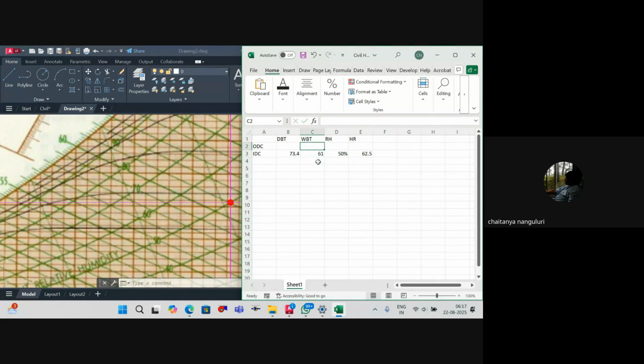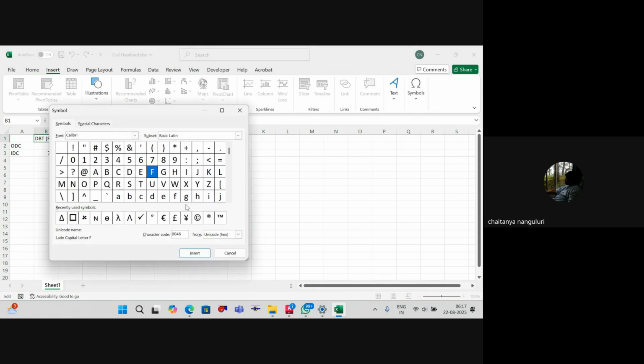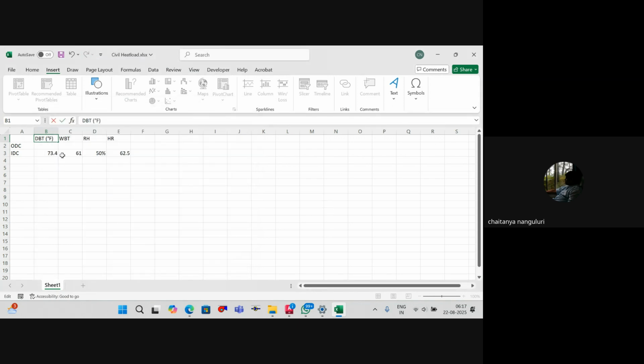61 is your wet bulb temperature. All the units are in degree Fahrenheit. You agree? And grains per pound are the units of the humidity ratio. So I'll write the units in brackets. Fahrenheit and degree symbol, I have to insert it. Insert symbol. Close. So this is degree Fahrenheit. Wet bulb also is degree Fahrenheit. And the humidity ratio is grains per pound.